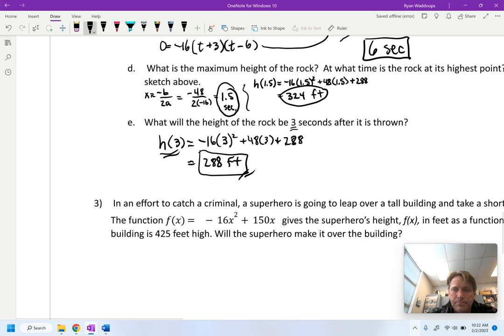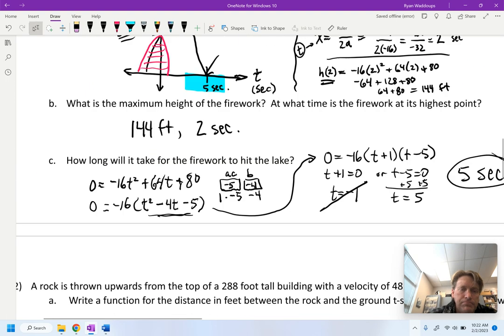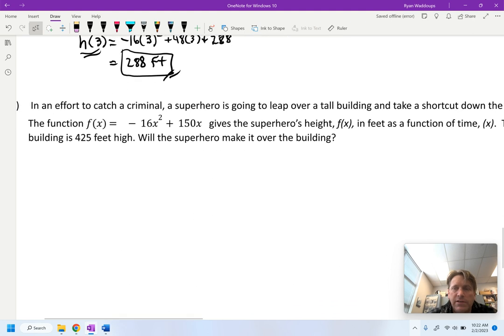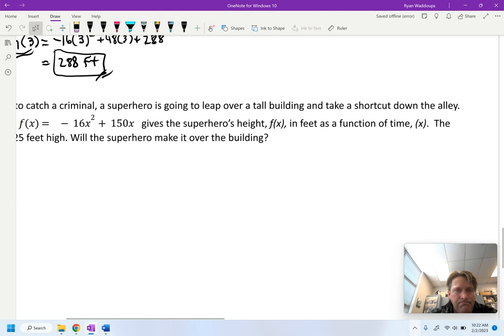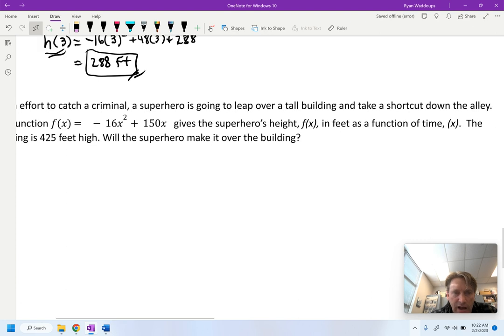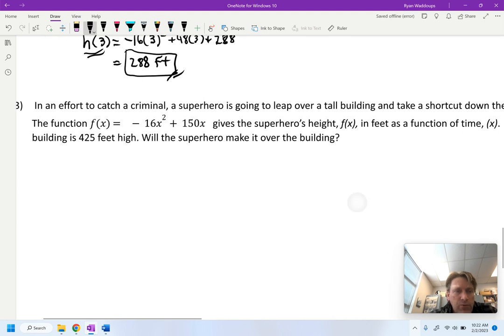All right. Last example here. In an effort to catch a criminal, a superhero is going to leap over a tall building and take a shortcut down the alley. The function f of x is equal to negative 16x squared plus 150x gives the superhero's height, f of x, in feet as a function of time. This time we're using x for time instead of t. The building is 425 feet high. Will the superhero make it over the building?